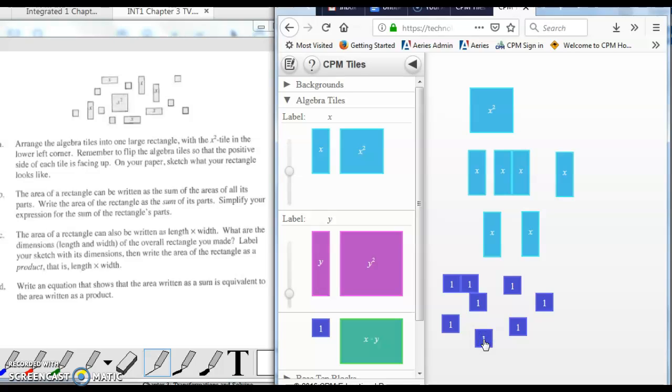Okay, so what I want you to do is play around with this, and what we're trying to do is this. The area of a rectangle can be written as the sum of all of its parts. Right? So the area, we're going to create a rectangle in just a second. So what I want you to do is play around with this, and create a rectangle using all of the pieces.